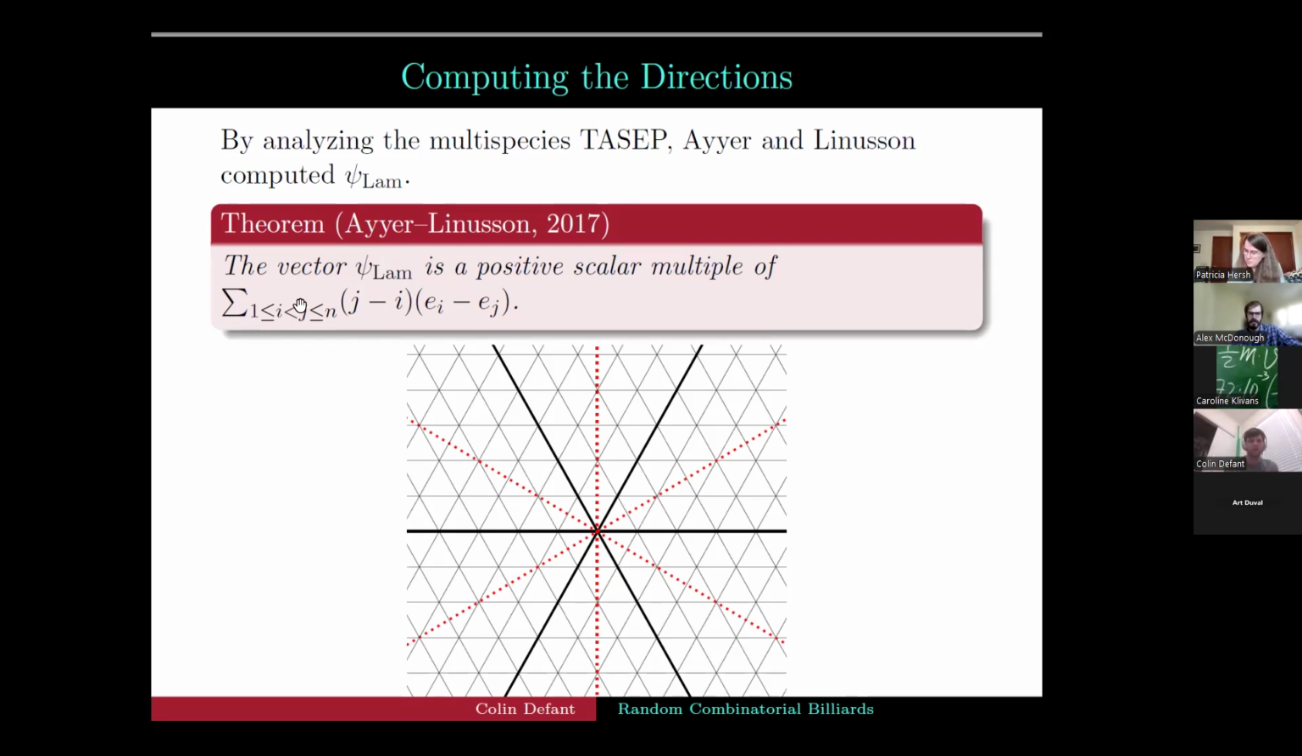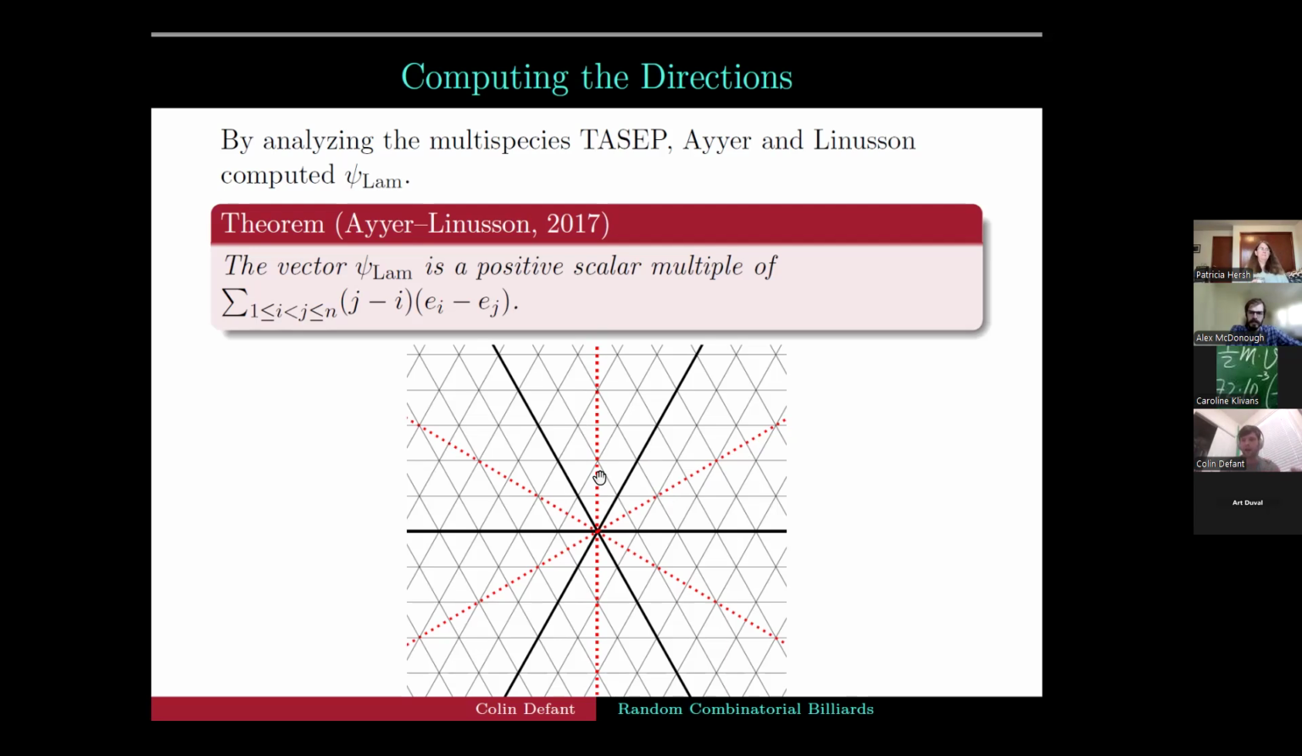So psi_lambda is just the sum over i less than j of (j minus i) times (e_i minus e_j). So it's very simple. And in the case when n equals 3, this looks like this. Here I have this red dotted ray that's in the direction of this vector psi_lambda. And then the other red dotted rays are just the orbit of this ray under the action of S_3. So Lam's theorem is saying that when you run the reduced random walk, you must go asymptotically in one of these 6 directions.